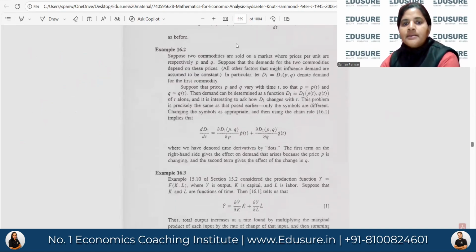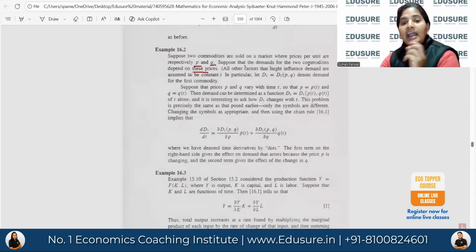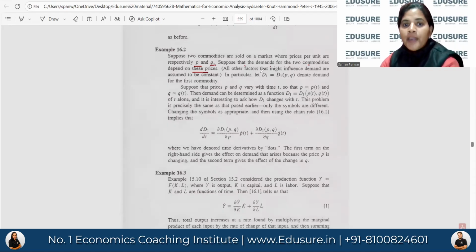Suppose two commodities are sold on a market where prices per unit are respectively P and Q. Suppose that the demand for the two commodities depends on these prices. So D1 and D2 are the demands, and demands are a function of P and Q. All other factors that might influence the demand are assumed to be constant. Remember that. In particular, let D1 be a function of P and Q, denoting the demand for the first commodity. So D1 is the demand function for the first commodity. It is a function of P and Q.